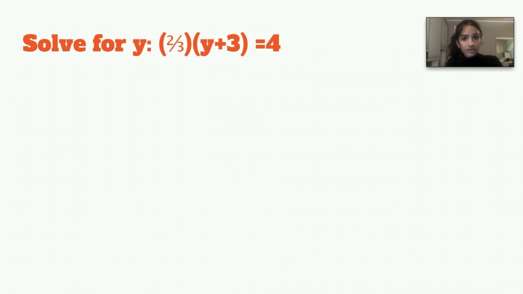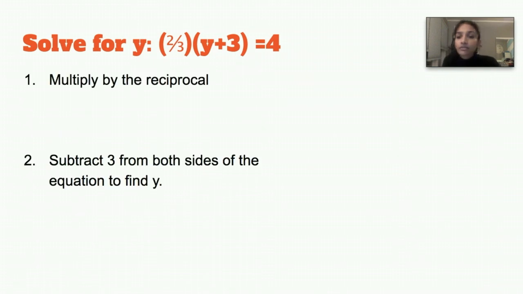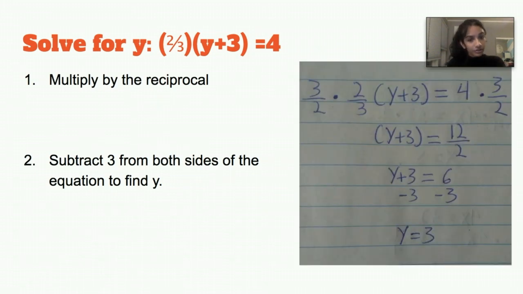Our last problem for today is 2/3 times y plus 3 is equal to 4. So the first step is multiply by the reciprocal. We do that over here. So we multiply each side by 3 over 2 because that's the reciprocal. When we flip 2 over 3 around, we get 3 over 2. And on the left side that cancels out, we get 1. On the right side, we have 4 times 3 over 2. Remember, we multiply the whole number by the numerator, so 4 times 3, 12.